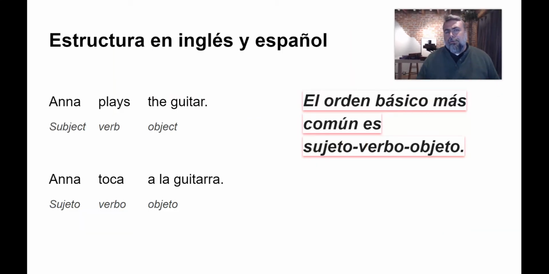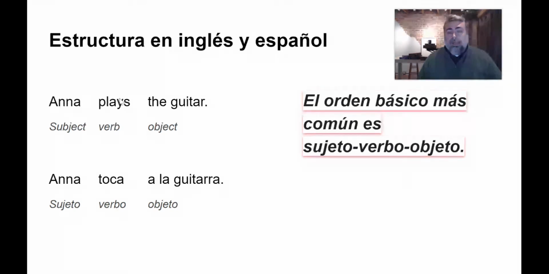Ahora, la estructura de oraciones en inglés y español. El orden básico más común es sujeto, verbo, objeto. So the most common basic order is subject, verb, object. English is much more strict about that. But to make a declaration, a statement, sujeto, verbo, objeto.